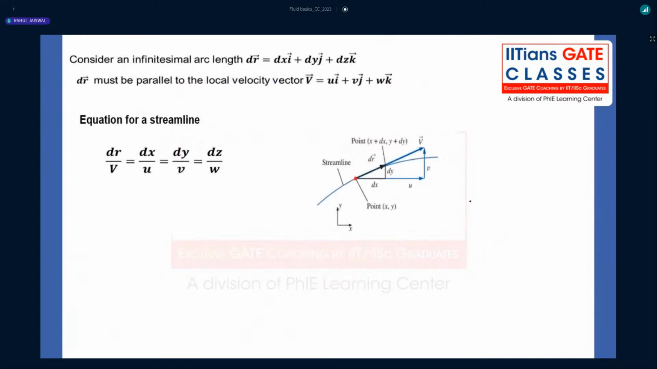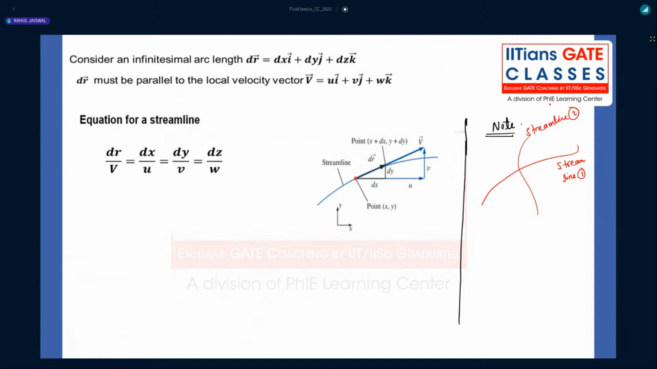Now we have to understand the equation of streamlines, right? Equation of streamline. Before understanding the equation of streamline, one important note: whether two streamlines can ever intersect. Suppose this is one streamline, streamline 1, and there is a second streamline, streamline 2. Can these two streamlines ever intersect? Tell me, guys.